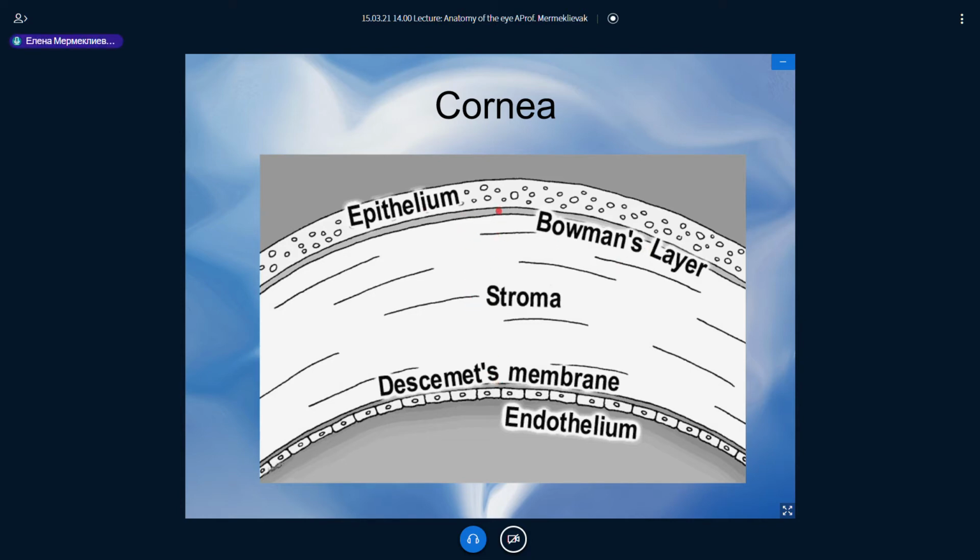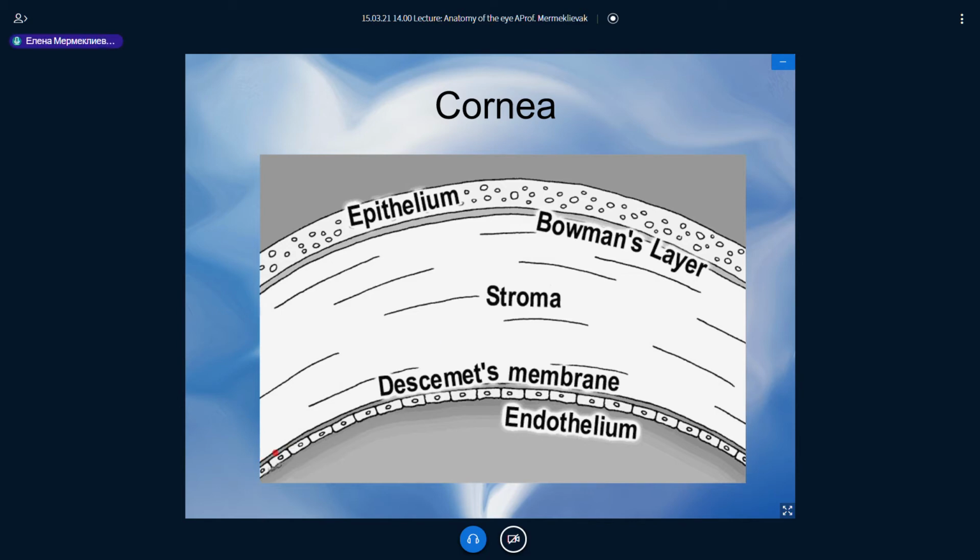90% of the cornea is the stroma. It consists of keratocytes and collagen and elastin fibers. The structure of this collagen is very strong, and we have some glycoproteins here.